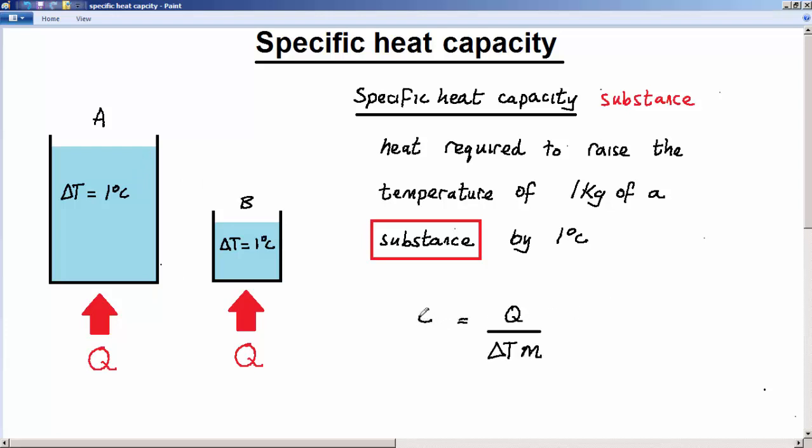Okay, and we can write this statement as an equation. Therefore, we can say that again that the specific heat capacity, which is given the symbol C, is the heat required to raise 1 kilogram, that's the mass there, of a substance by a temperature of 1 degree Celsius. Okay, so this delta T means change in temperature, and M is always measured in kilograms.